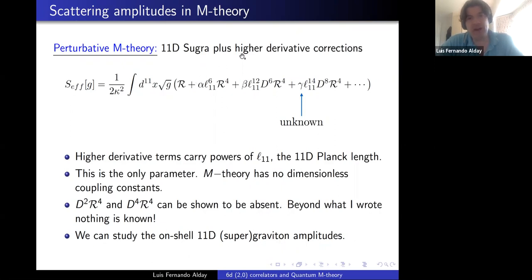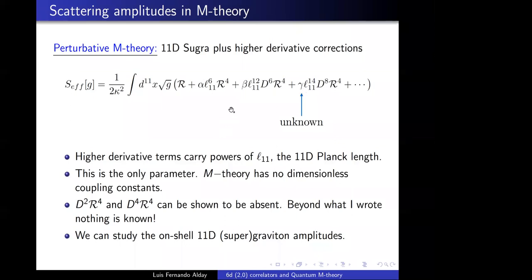The coefficients of alpha and beta, the coefficients in front of R to the 4 and D6 R to the 4, are actually known. You can dimensionally reduce this in one dimension to type 2A string theory and compare this with the known results in string theory. But already from this term here on, nothing is known. So beyond what I wrote, nothing is actually known. So all these coefficients are actually unknown. We don't know either if they are 0 or not, for instance.